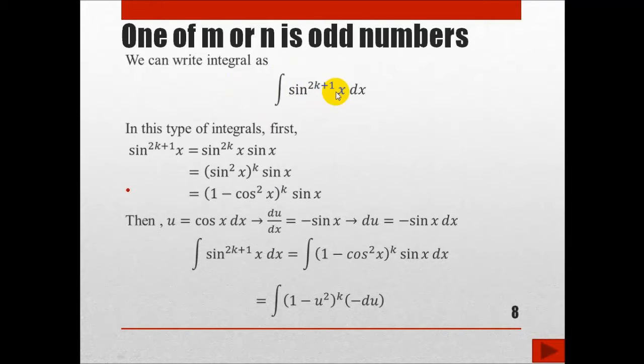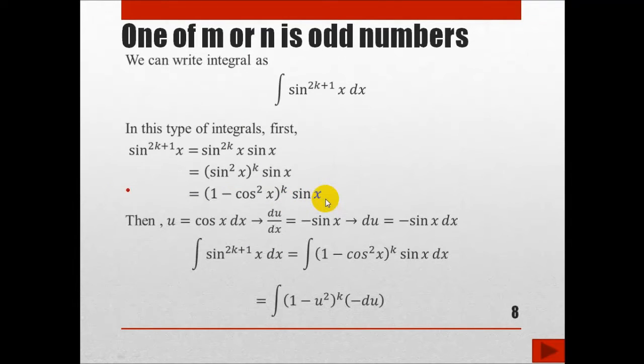In this type of integral, first you must make a different form like this: sin x to the power of 2k times sin x. With this form we can get sin x squared to the power of k times sin x. And then make a different form again. We can get (1 minus cos x squared) to the power of k times sin x.